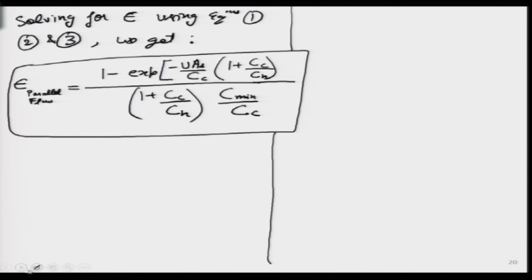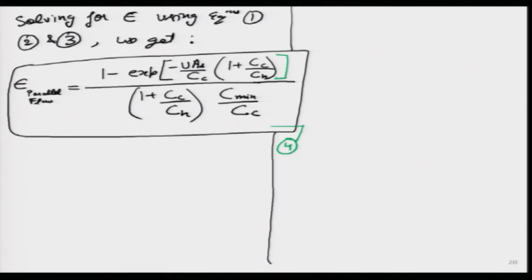Just for the sake of numbering, let me put it as equation number 4. How did I write equation 4? Spend some time, just look: by substituting equations 1 and 2 in 3 and solving for epsilon, this is the expression we will get. I will close this bracket over here. This was the bracket that we forgot to close. Now, let me make two substitutions.